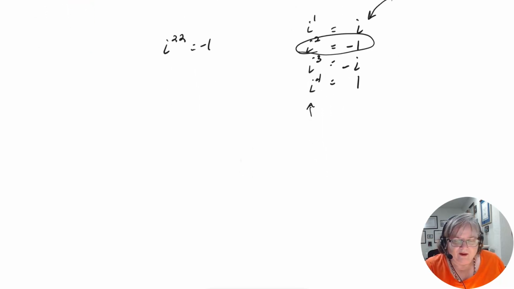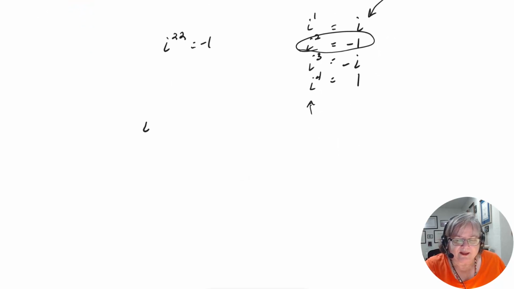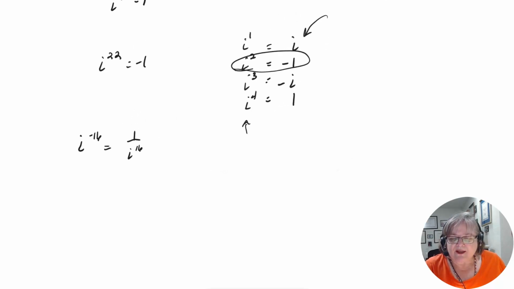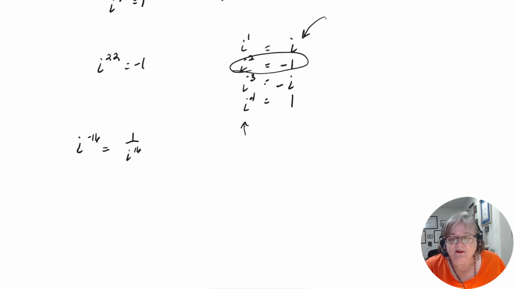What if you have i to the negative 16? Well, negative powers mean you move it to the other side of the fraction bar. So you have 1 over i to the 16th. Let's see. 4 goes into 16 4 times with nothing left over. So down here is the 0 remainder. So this is 1 over 1, which is 1.